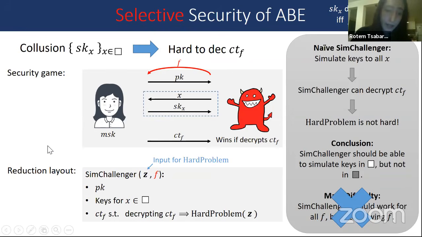Now, it still doesn't make the problem trivial, and it took a lot of effort to come up with ABE schemes that can even be proved selectively secure. But at least it overcomes this challenge that I discussed earlier. Okay.